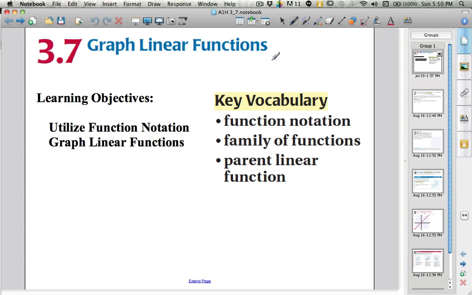In our final section of this chapter, we're going to review the concept of graphing linear functions, and we're going to start working with the idea of function notation, and what the graphs of linear functions look like and how they are similar and different. So key vocabulary: you need to know what function notation is, what a family of functions is, and what a parent function is in general, but the parent linear function in particular.